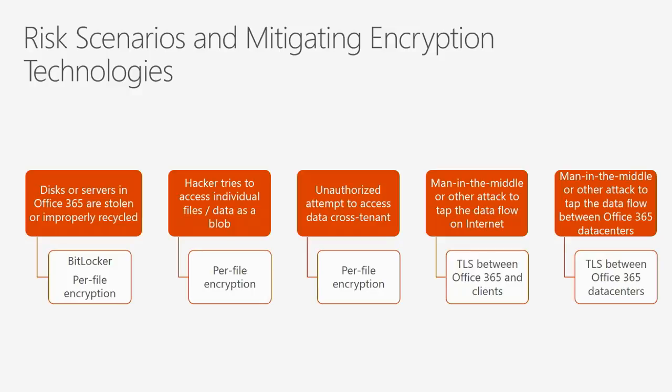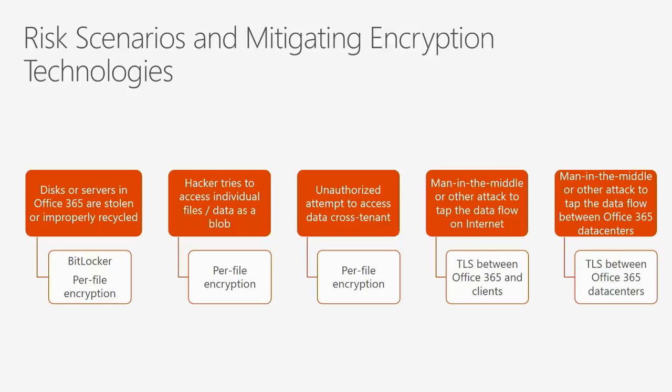But if they could do that, if there is some unknown vulnerability that we haven't discovered yet that does allow you to go over the tenant wall and query another tenant's data, you're not going to get anything because, again, that tenant's data is going to be encrypted with per-file encryption. And again, remember, whether you choose BYOK or not, we're encrypting everything. The BYOK is just an extra thing you can do on top of that.